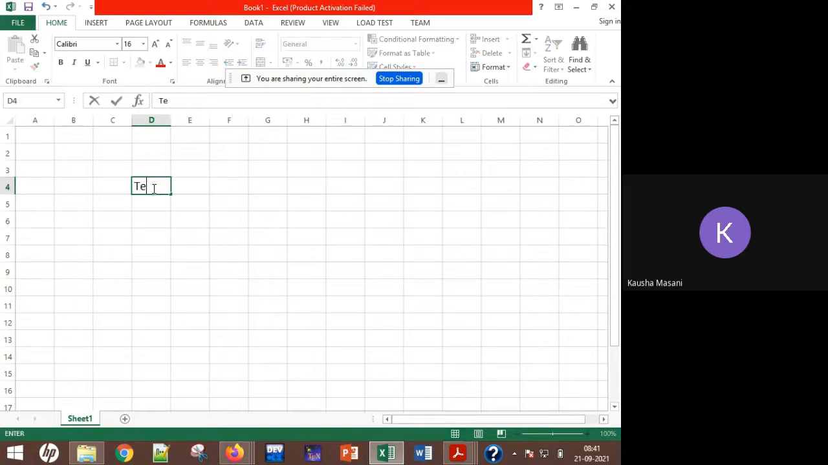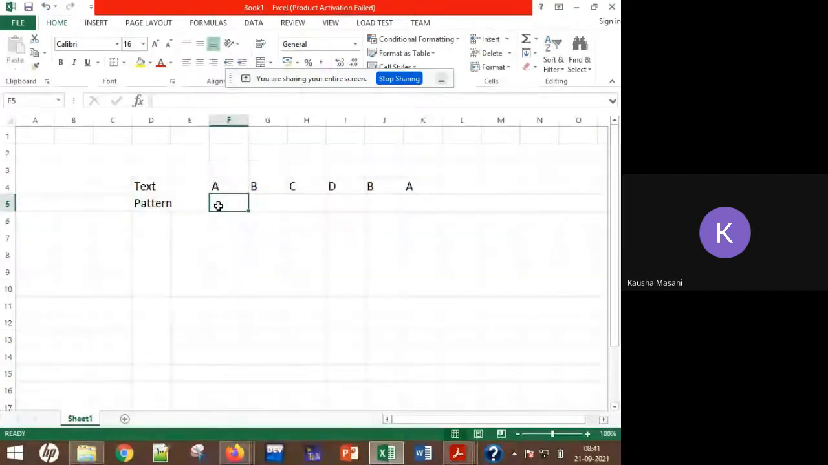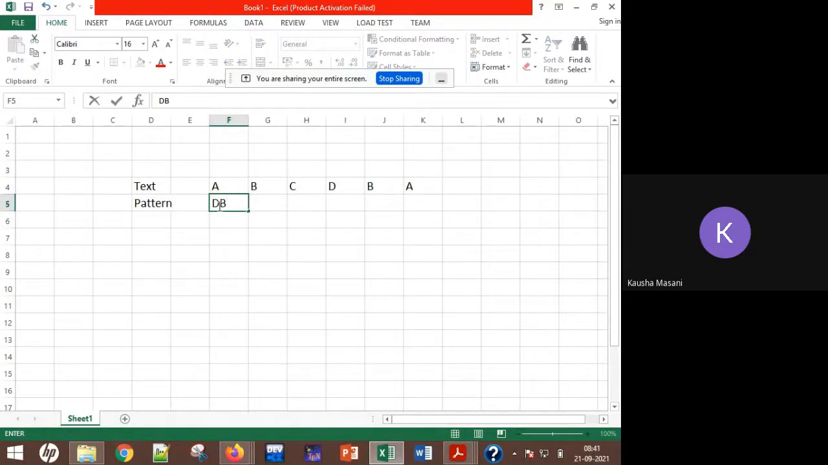Let's say my text value is a b c d b a, and the pattern which I have to search is b b. We can see that we will get a match here directly. If you just compare your text and pattern, you'll see that you get a match.